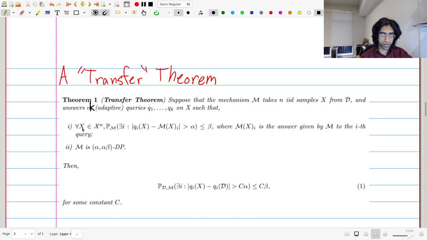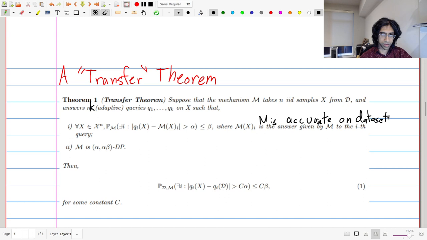One is that the query values are accurate. This is what the query would get on the data set, and you output something that goes through this algorithm, which is alpha close. It says that the probability that any of these is greater than alpha is less than beta. So essentially, point one here says that M is accurate on the data set.